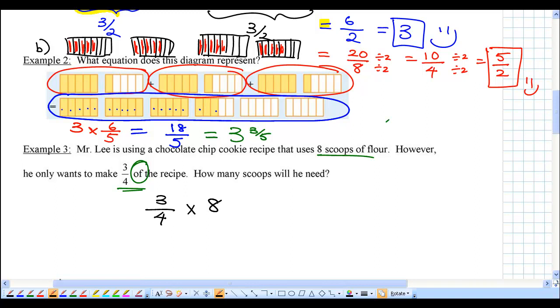So guess what we have to do here? Same thing. What's the numerator times the big number? What's 3 times 8? 24. 3 times 8 is 24. Oh, yes, Dale. Keep going. 24 divided by 4 is 6. Thank you. 6 scoops of flour. Okay? There you go. Done.